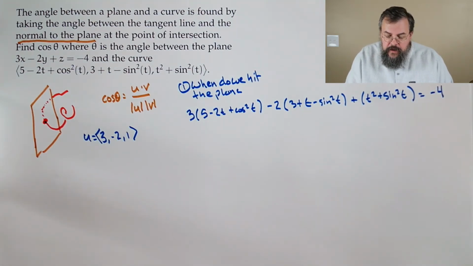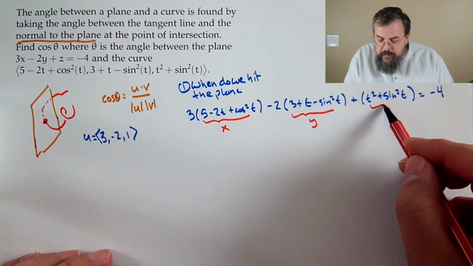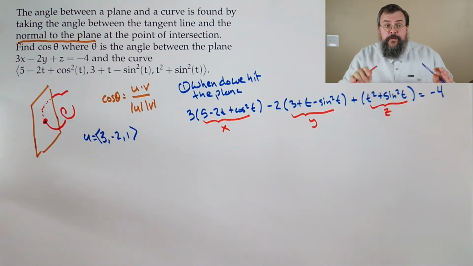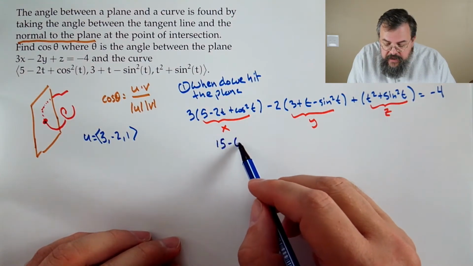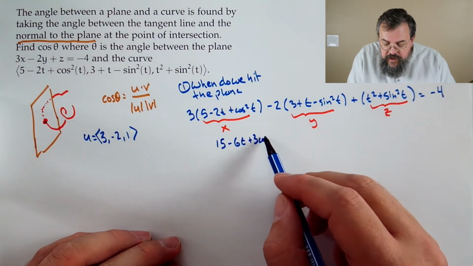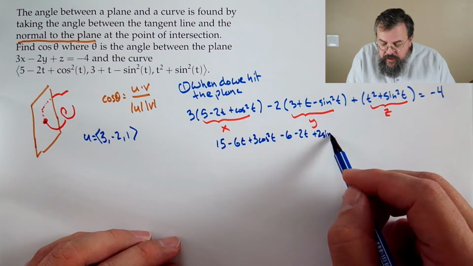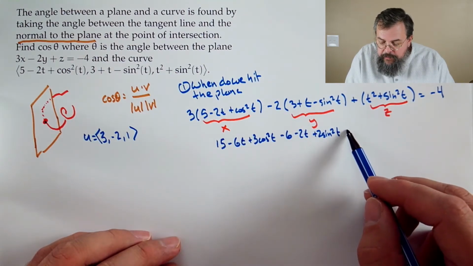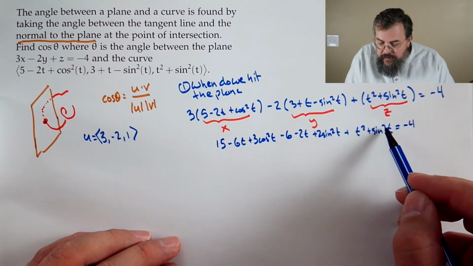All right, and again, where are all these pieces coming from? This is 3x minus 2y plus z equals -4. We'll distribute things out and start cleaning up. So this is 15 minus 6t plus 3 cosine squared t minus 6 minus 2t plus 2 sine squared t. Remember, the minus 2 goes to every term. And then plus t squared plus sine squared t equals -4.